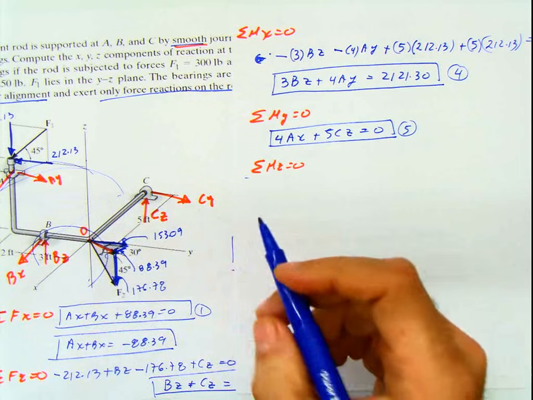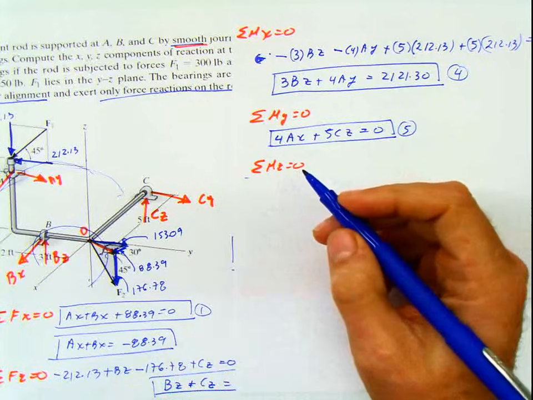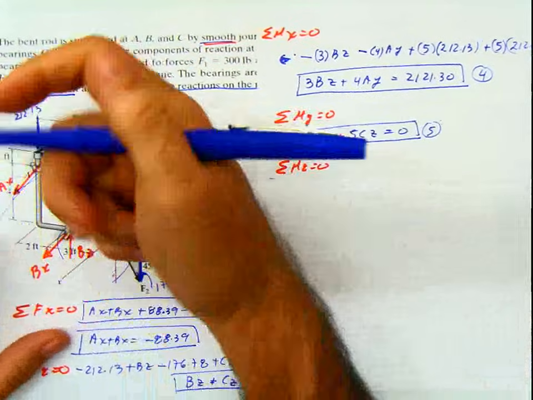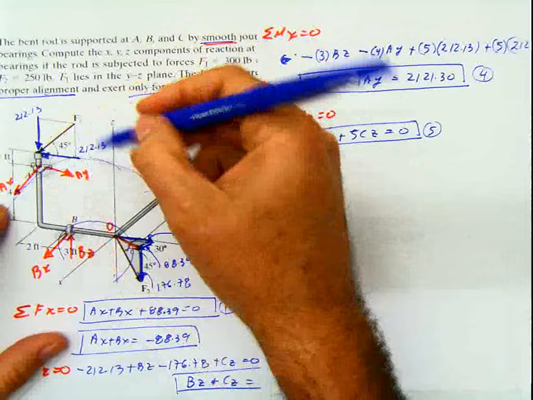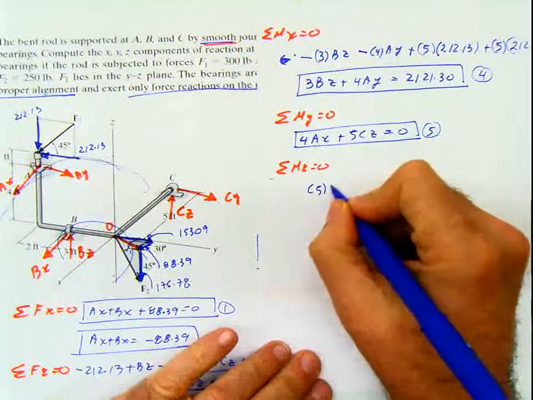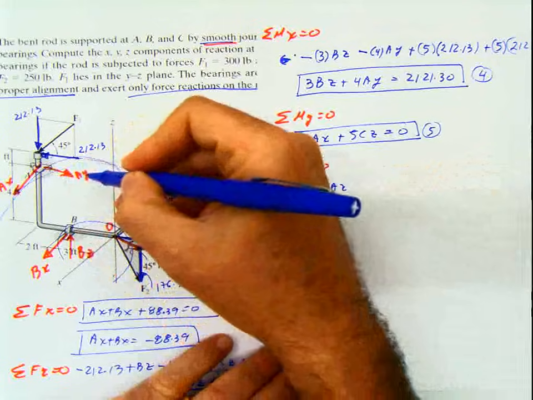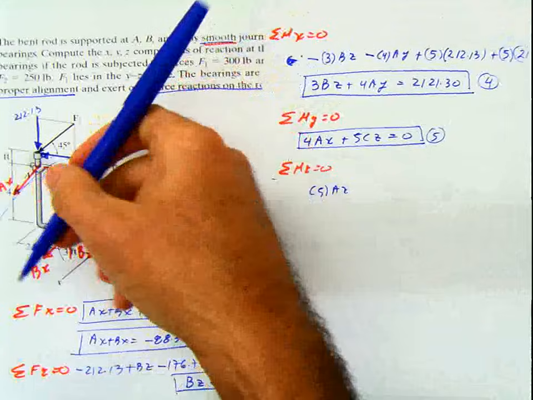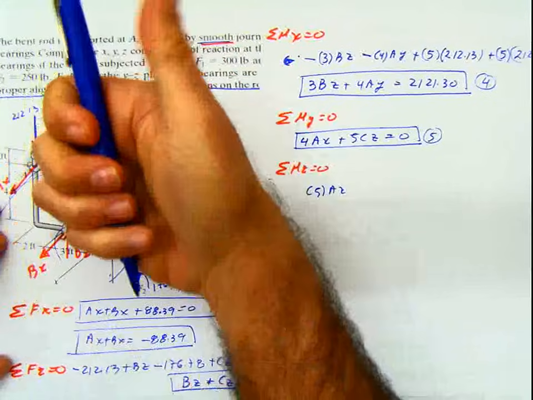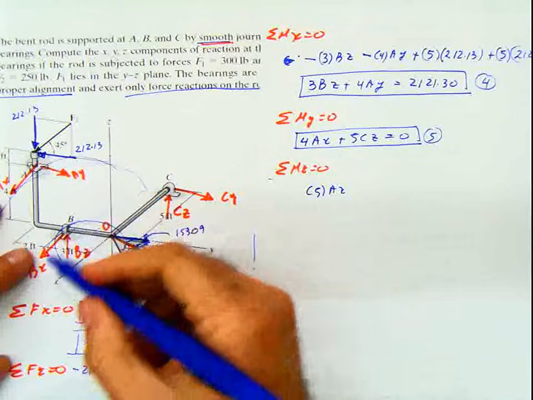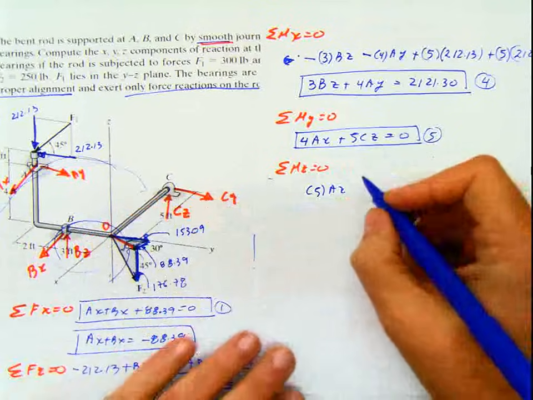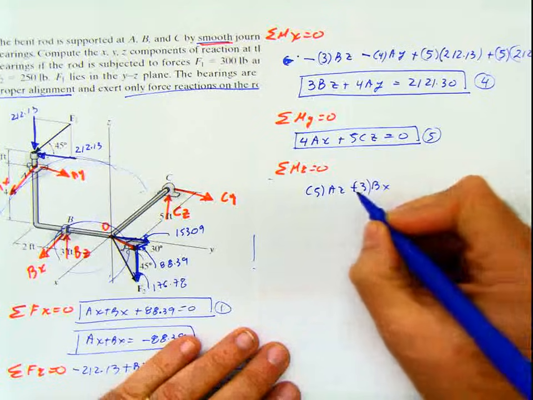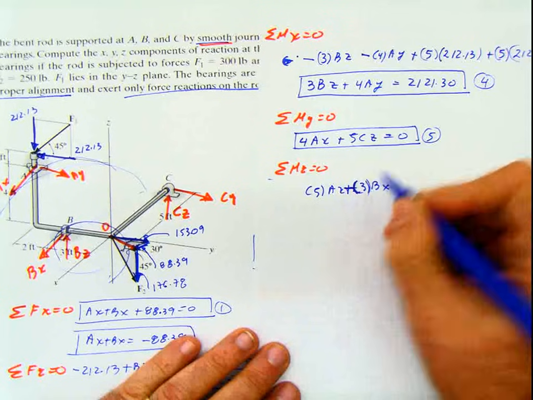Okay, summation of moments about z. We were saying that this force here is producing a moment about z, which is going to be ax times 5. This is not producing anything. This force here, bx, if you apply the force here, is also going to make a rotation in that direction, like that. So it's going to be bx times 3, and it's going to be positive. What else?